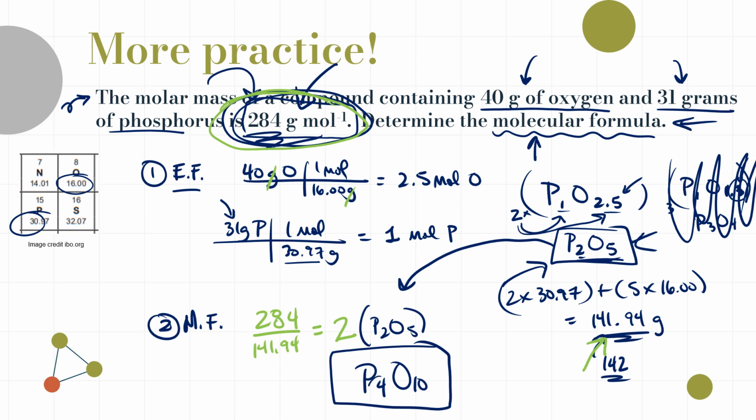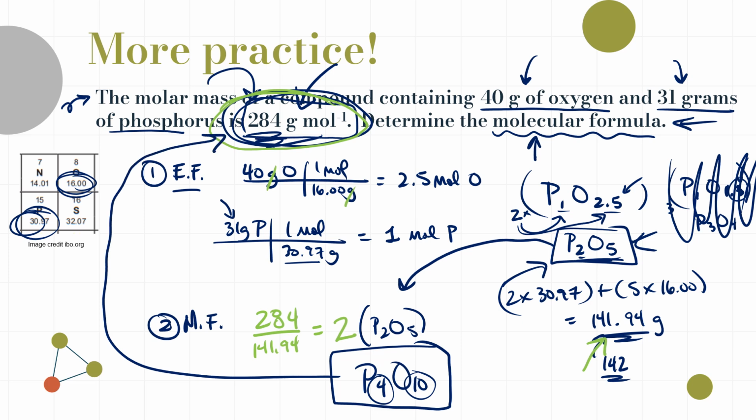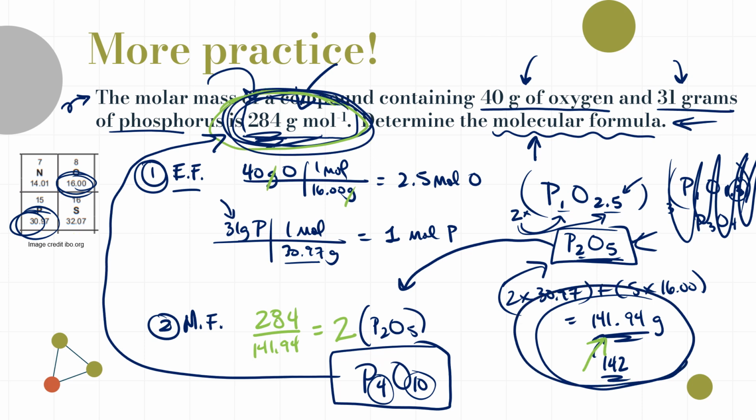And we could go back and do 4 times 30.97 plus 10 times 16.00 to make sure that that formula, molecular mass, does in fact match 284. And it does. So to find molecular formula, given molar mass and percent composition or mass composition, number 1, find the empirical formula, and then use the mass of the empirical formula and the molar mass to find a scale factor so that you can scale your empirical formula up to your molecular formula.